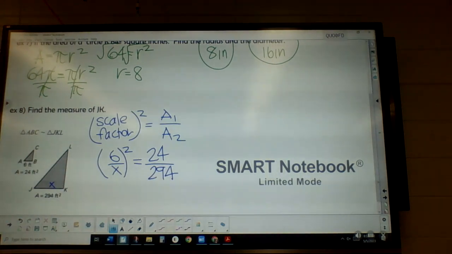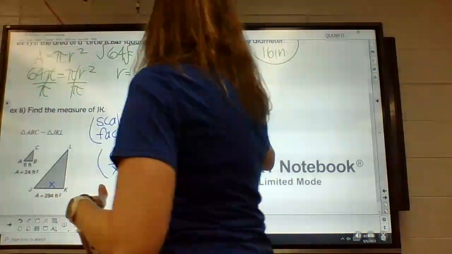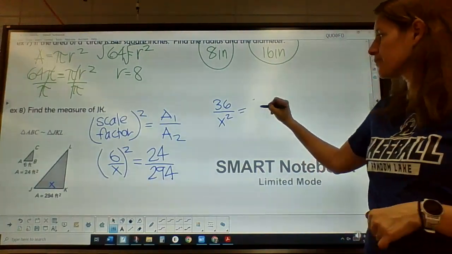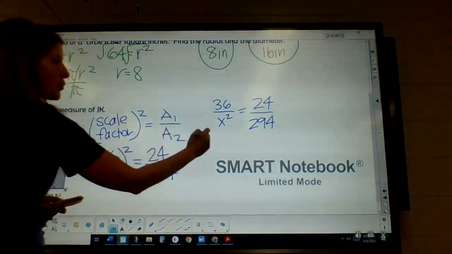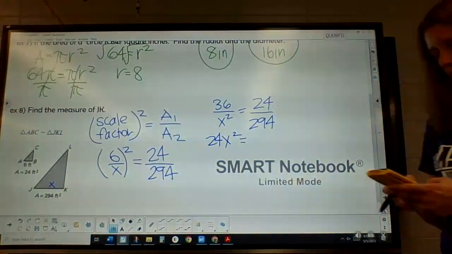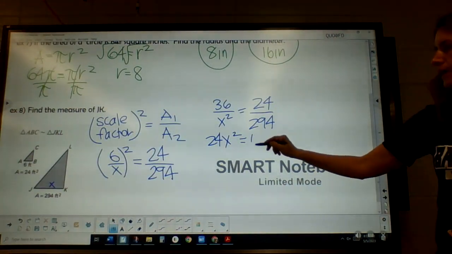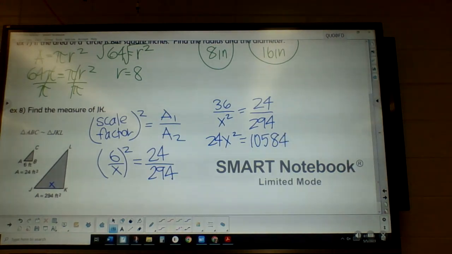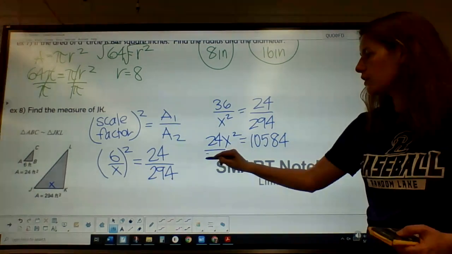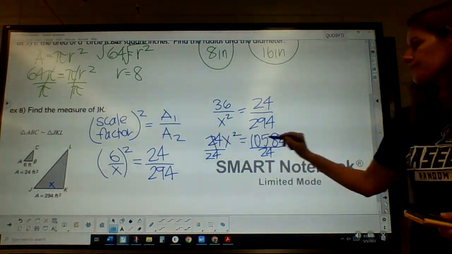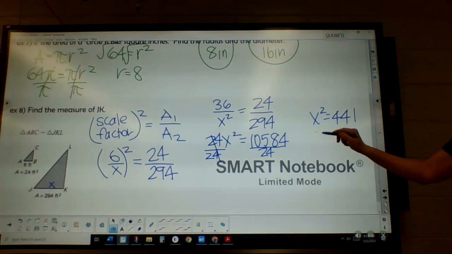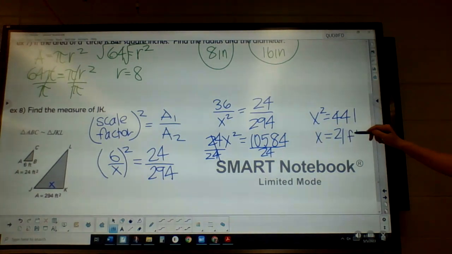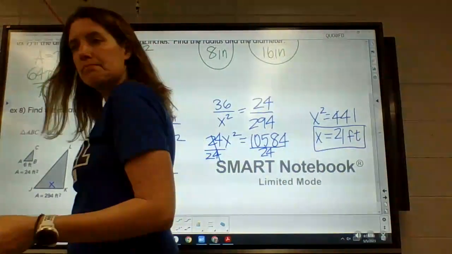Now I'm going to tell you guys, this is not the only way to do this problem. I can think of 3 different ways to do this problem. I think this is the easiest one. So I'm squaring each of those. And then I'm going to cross multiply like we do with our proportions. So I have 24x squared equals, we're going to divide by 24 to get that moved over. And then I'm going to take the square root. And I find out that x is going to be 21, and then that's feet. Okay? All right.